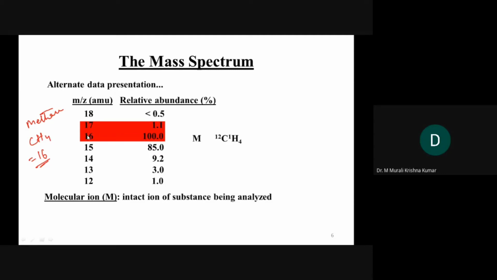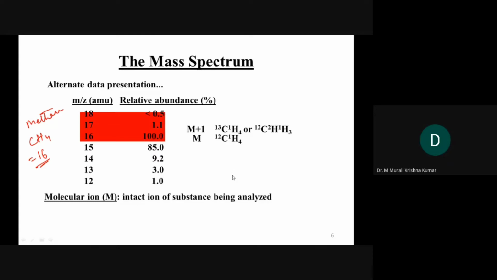Then what is this one? The 17 peak will also come, but if you carefully observe the mass spectrum, it looks like some kind of noise. But if you carefully calculate the relative abundance, it will be 1.1. So this is actually contribution from the isotope. What is the isotope? 13C. 13C and 1H4, or 13C, 12C, 2H, 1H3. So all these are possibilities. Permutations and combinations will contribute. All elements will give you cumulative contribution.